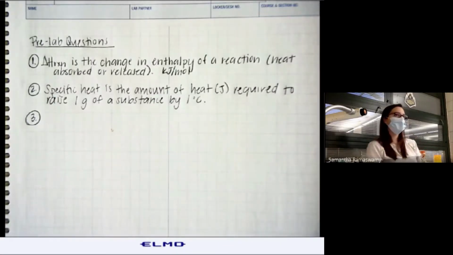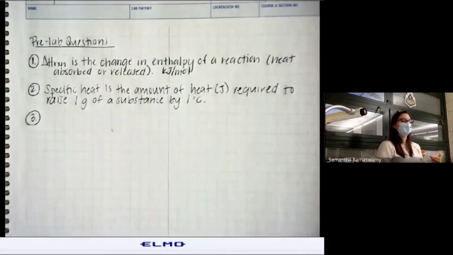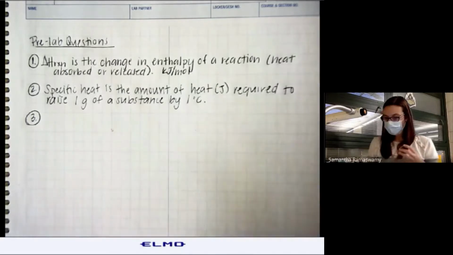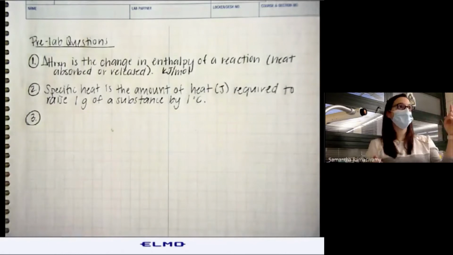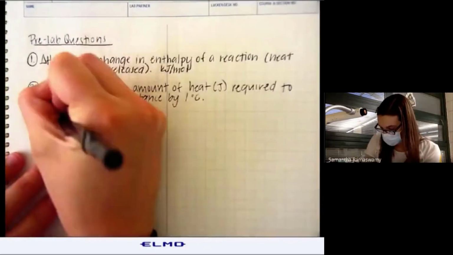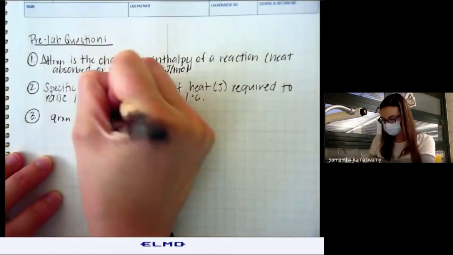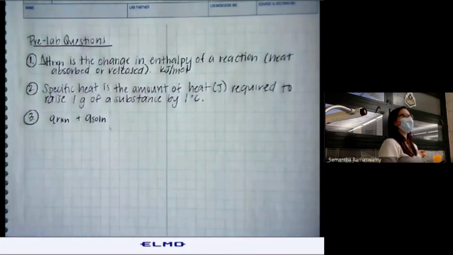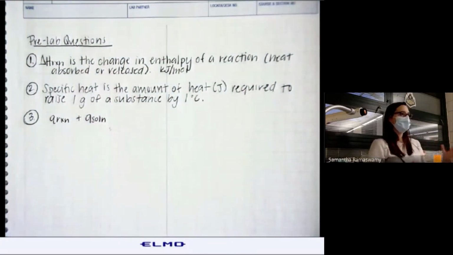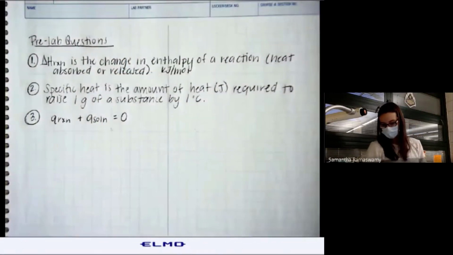So this is a solution calorimetry problem. We know that it's solution calorimetry because it says we are mixing 2 solutions together. In a solution calorimetry problem, we always have 2 focuses: Q reaction and Q solution. In number 3, it says assume no heat loss to the calorimeter. So that means we don't have to worry about Q cal. So Q reaction plus Q solution equals 0.